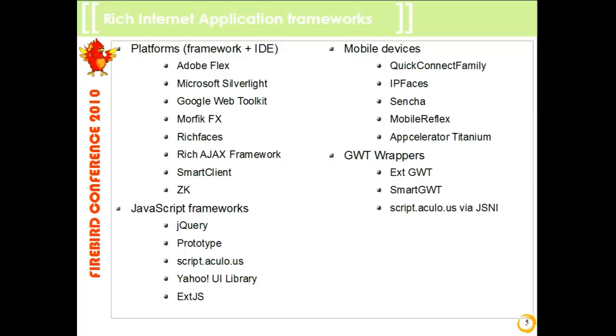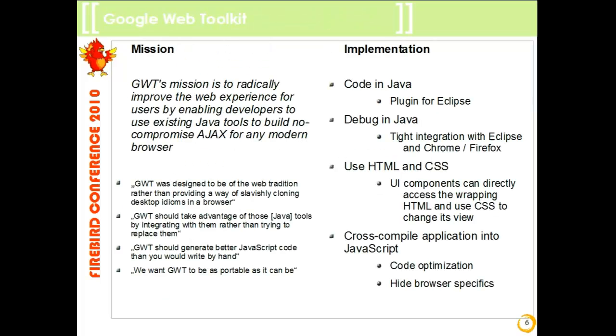So we are talking about Google Web Toolkit, and that's basically what it is. Google stated their mission as to radically improve the web experience for users by enabling developers to use existing Java tools to build no-compromise Ajax code for any modern browser. So they give you the possibility to code every part of your user interface in Java, with normal Java components as you would for SWT or Swing. You start the application, and you can debug it in your Eclipse IDE.